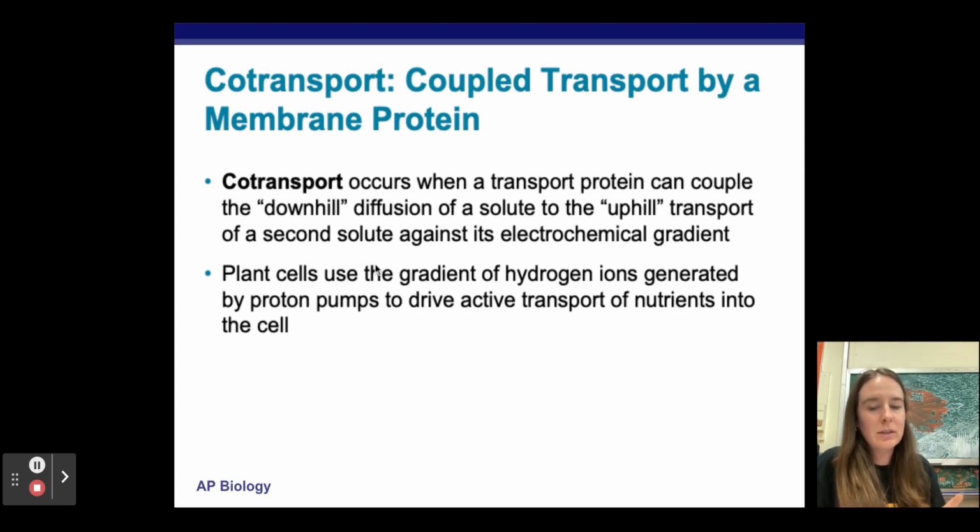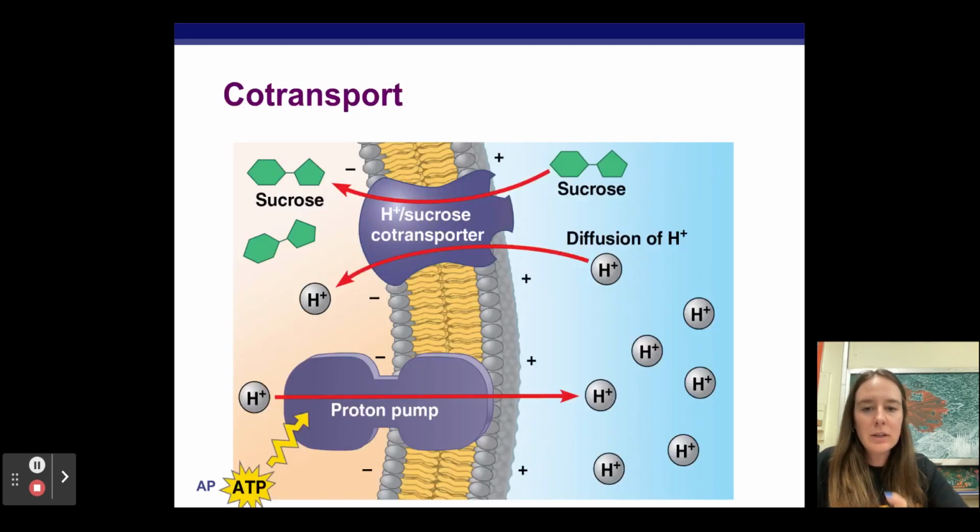Plant cells actually use this, and let me explain it first, and I'll come back to this slide. Okay, so we call this co-transport. So let's take a look down here at the bottom first. Remember we talked about these proton pumps? Well, what is really their purpose? What are they used for?